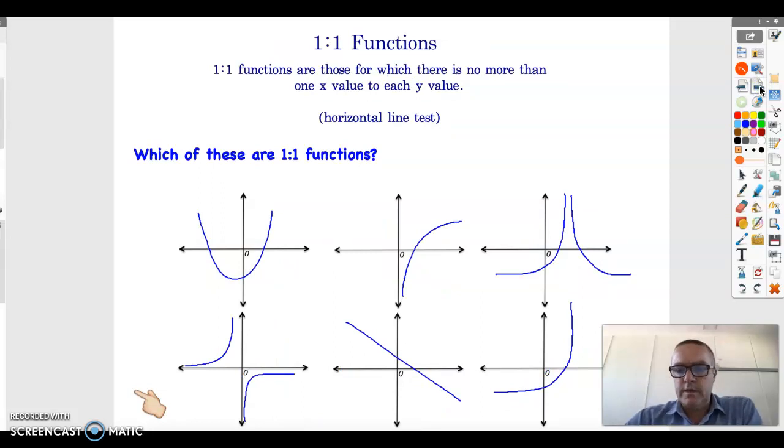The second question we need to ask about functions in determining whether or not they have an inverse is whether or not the functions are one-to-one. What that means is that the function only has one x value to each y value, or no more than one. And that is simply a horizontal line test. So this is a new collection of functions. Quickly sketch these, and I'm going to give you a moment to see which of these pass the horizontal line test.